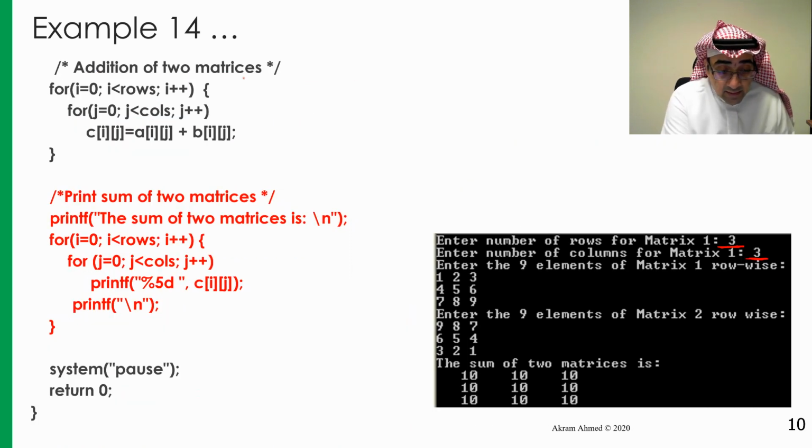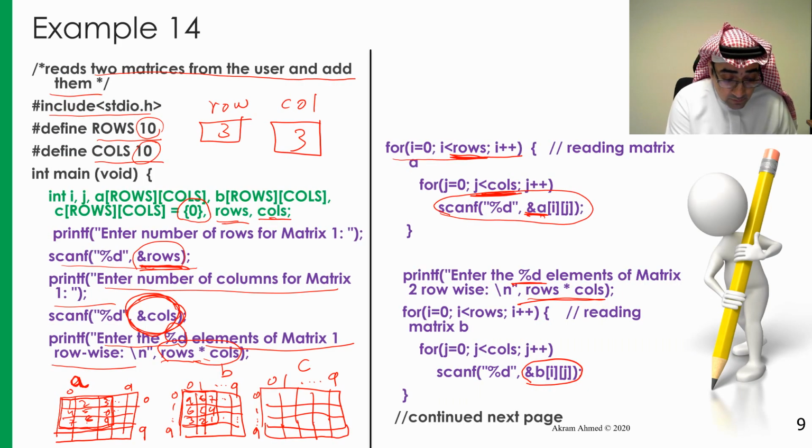When we're adding, we say for i is equal to 0, i less than row, i plus plus, so we're moving row-wise, and j is equal to 0, j less than column. Cij is equal to aij plus bij. So it's going to take the first element and add it to the first element: 1 plus 9 is 10. Then it's going to increment j by 1, so i will stay constant.